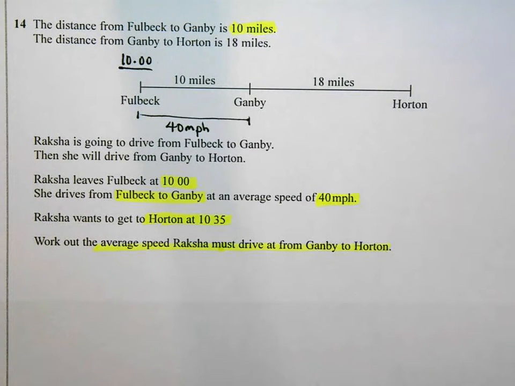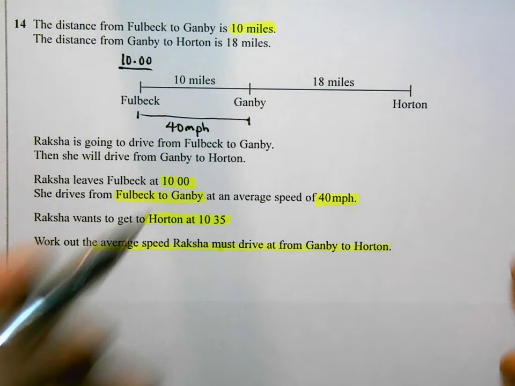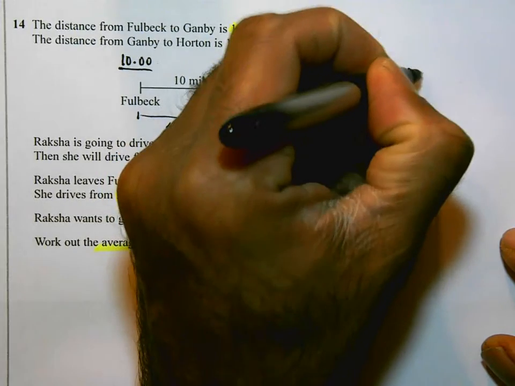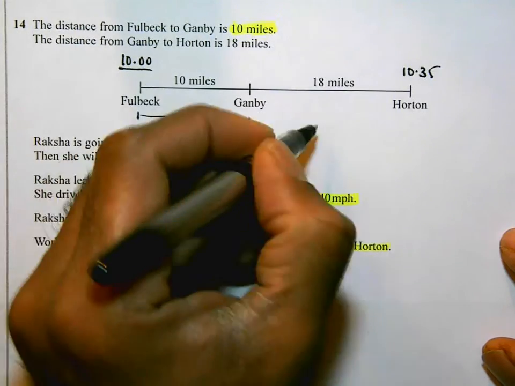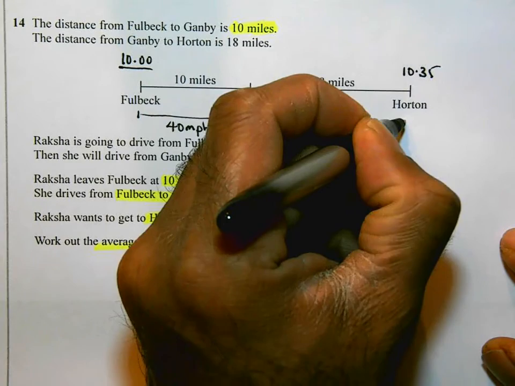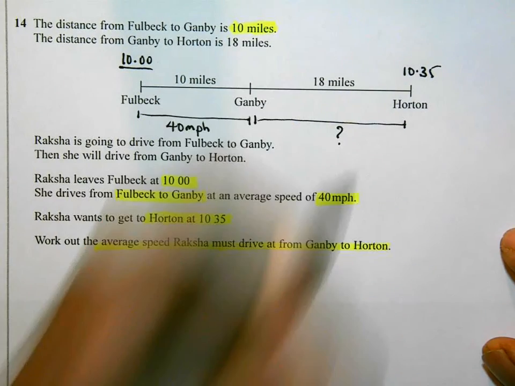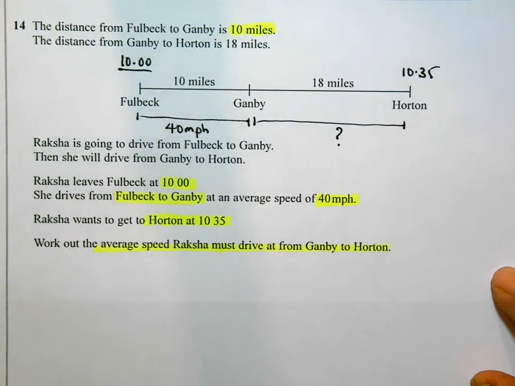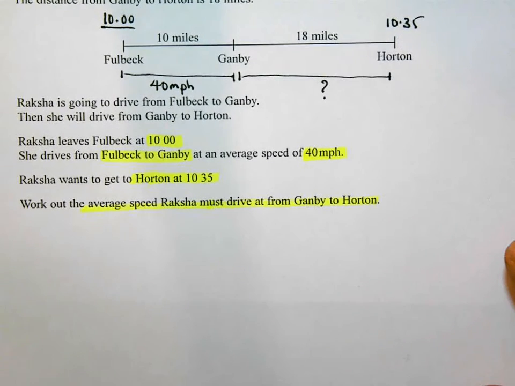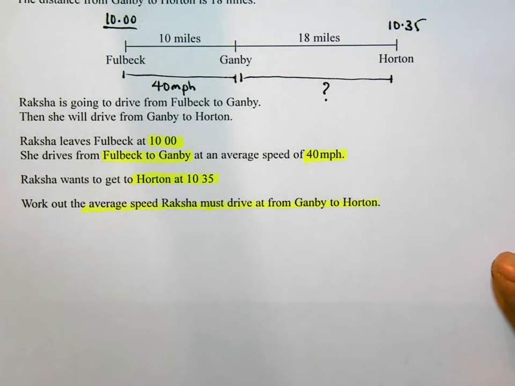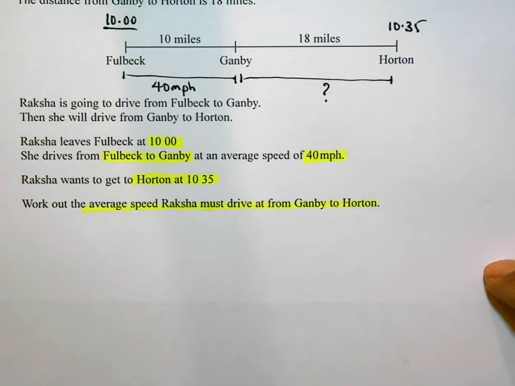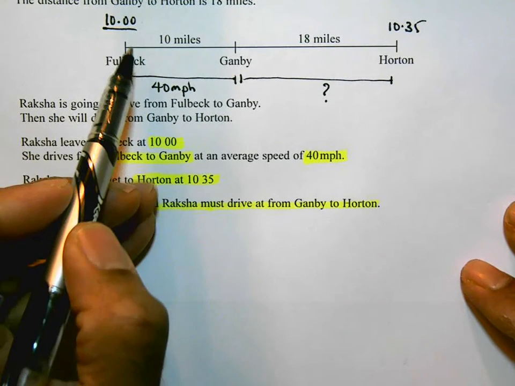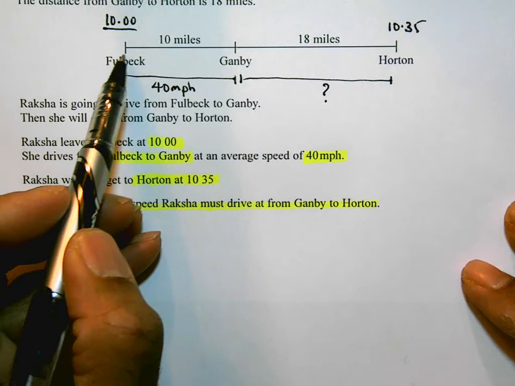So she wants to get here at 10:35. They want us to work out her speed between those two. So what I've just done so far is try to identify what they want us to work out, and then break down the problem enough to help me get started. So what I need to do first of all is think about how I'm going to work out how long it takes her to drive from Fullbeck to Ganby.